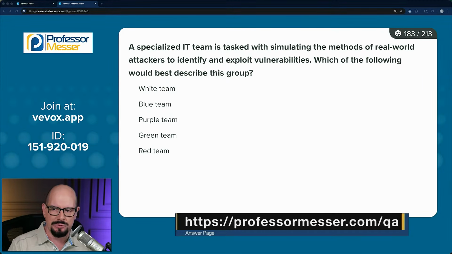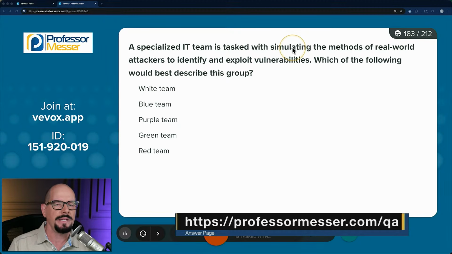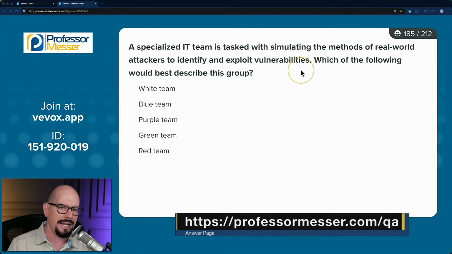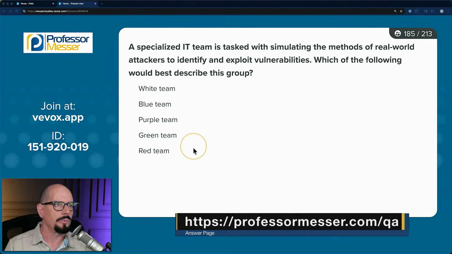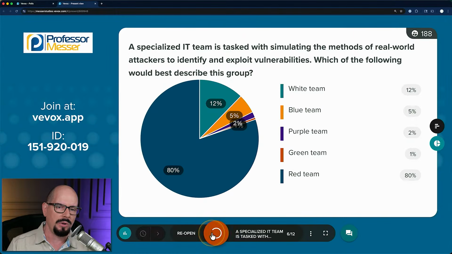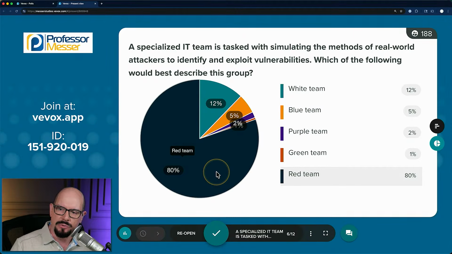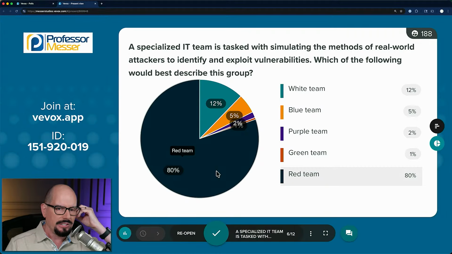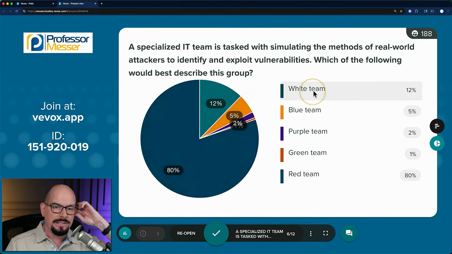Let's see how you did with this one. The question asks, a specialized IT team is tasked with simulating the methods of real-world attackers to identify and exploit vulnerabilities. Which of the following would best describe this group? Is it the white, blue, purple, green, or red teams? Let's find out, shall we? We'll close our poll. Boom. 80%. Very big numbers again. Say it's the red team. But we did get a double digit.